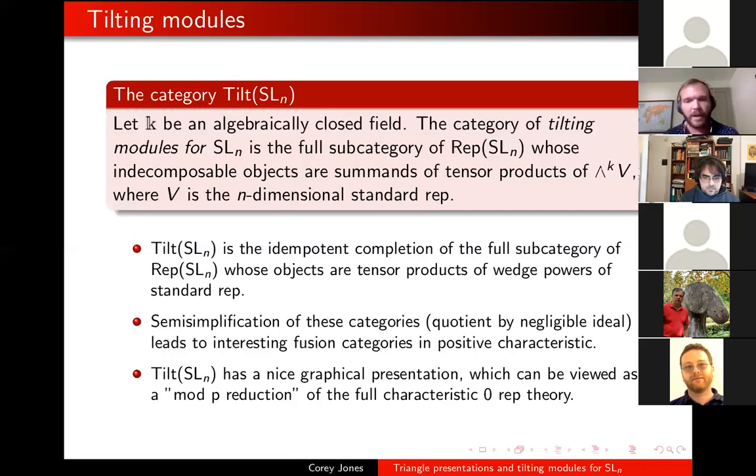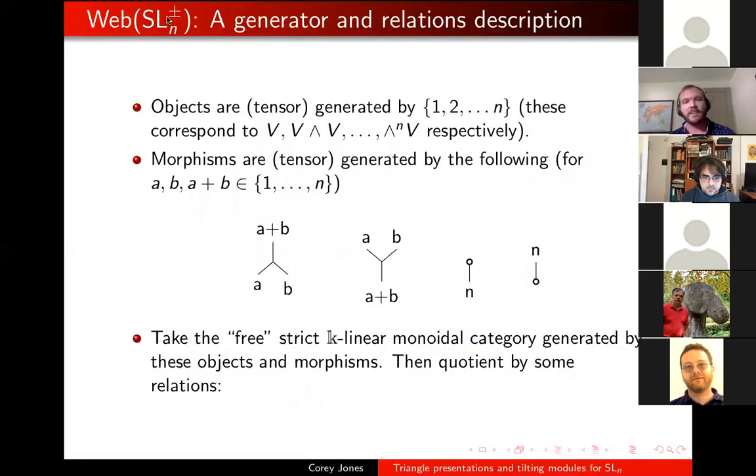So I'm going to start off by explaining what I mean by this graphical presentation. And to do so, I'm going to define an abstract category for you. Actually, I'm going to define two categories, web SL_n plus or minus. That plus or minus is a parameter that you pick. That'll just be a difference at the end of the description. Everything up till then will be basically the same.